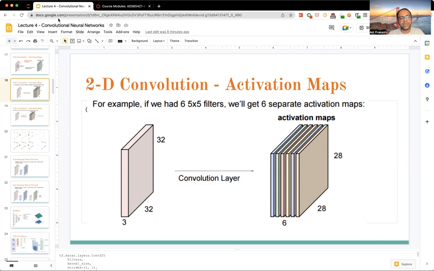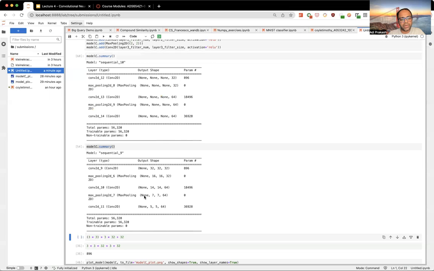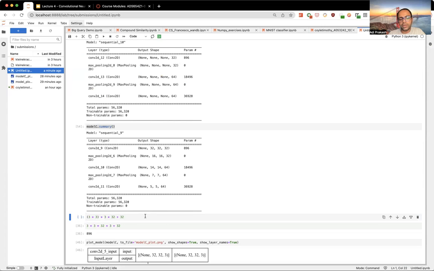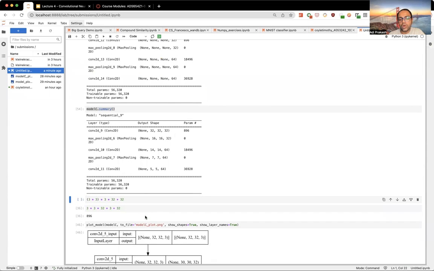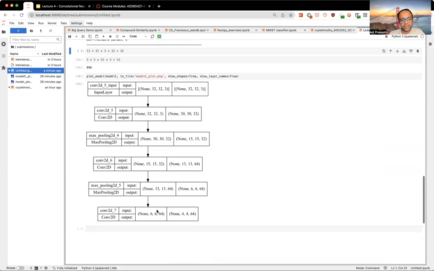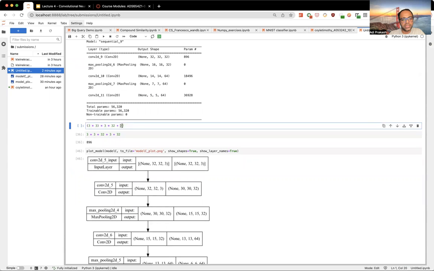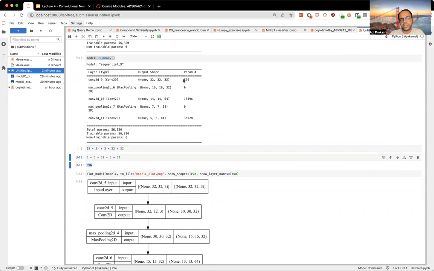So that's how it's implemented. But you'll often find that most of the practical networks have started to omit the bias layer, right? So this is for the bias, right? And if you multiply all of them, you get 896. That is the number of parameters here, right?